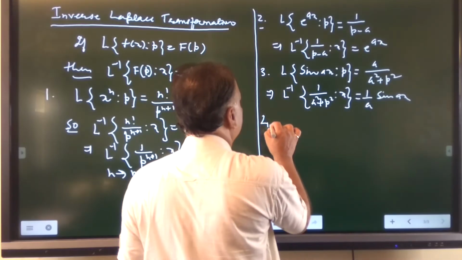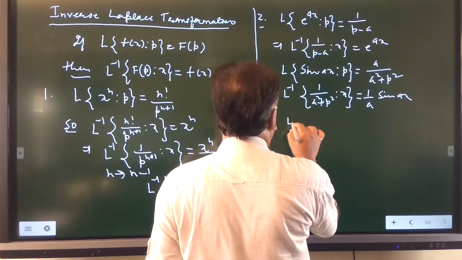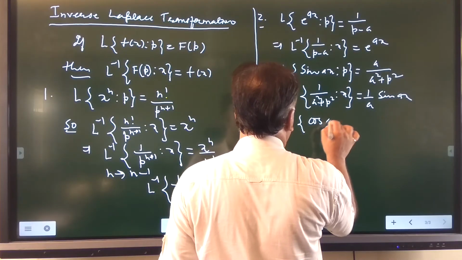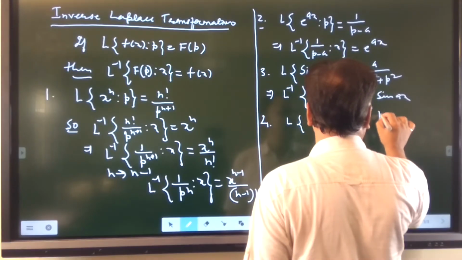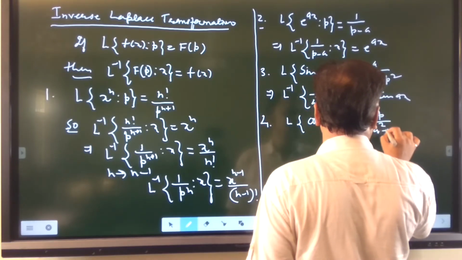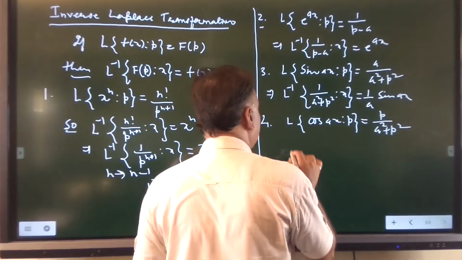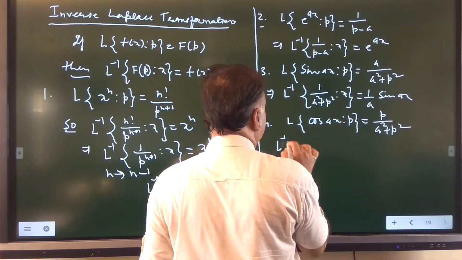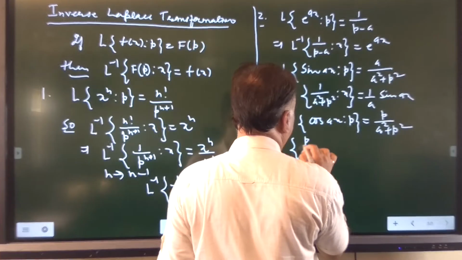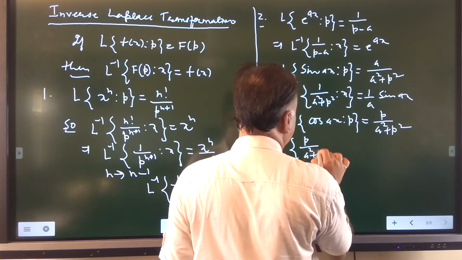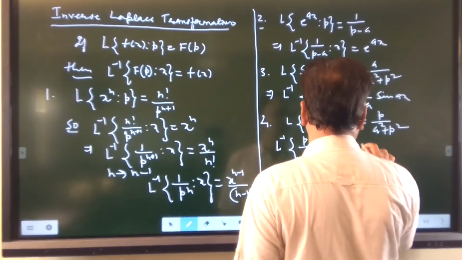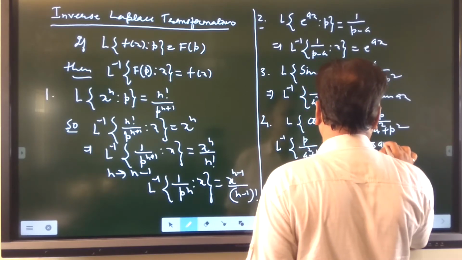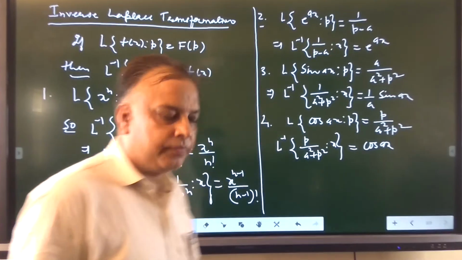Similarly, we know that the Laplace transformation of cos ax with respect to p is equal to p upon a square plus p square. So, inverting this result, the inverse Laplace transformation of p upon a square plus p square with respect to x is equal to cos ax.